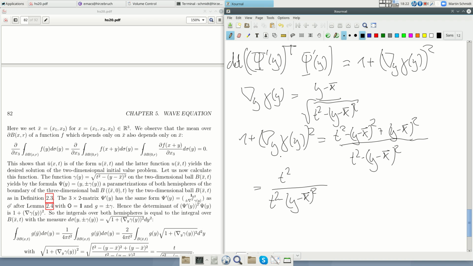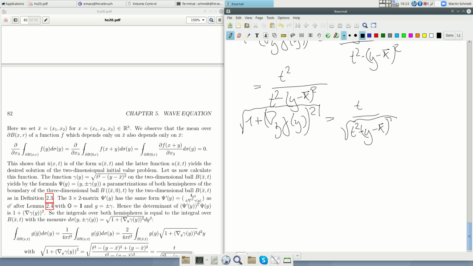So the square root of the determinant is the square root of this, 1 plus the gradient of gamma of y squared, and the whole thing we take the square root. Since t is positive, this is t divided by the square root of t squared minus y minus x bar squared.